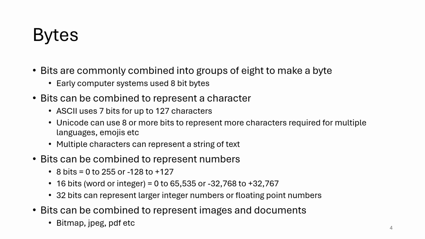Bits are commonly combined into groups of 8 to make a byte. This is partly for historical reasons, because early computer systems used 8 bits to represent a byte, and bytes can be combined to represent a character. For example, there's the American Standard Code for Information Interchange, or ASCII. That can use 7 bits for up to 127 characters. And more recently, we have Unicode, which can use 8 or more bits to represent many more characters. And that's required for multiple languages and emojis and so on.